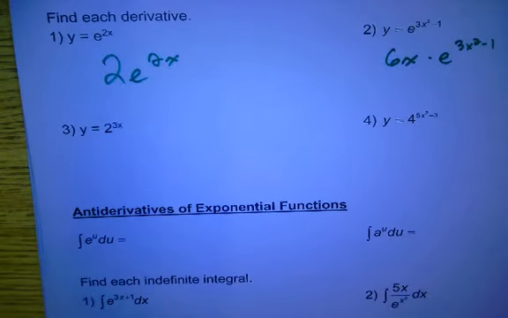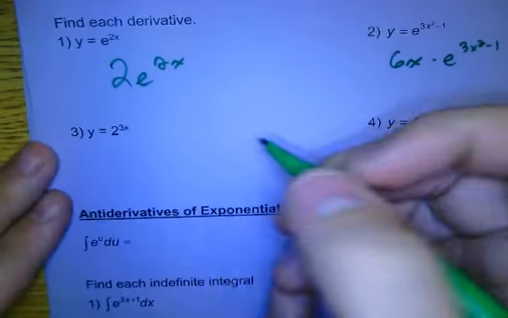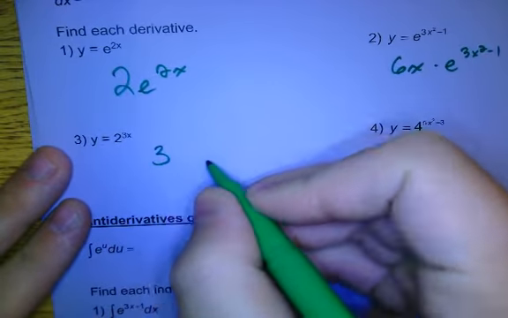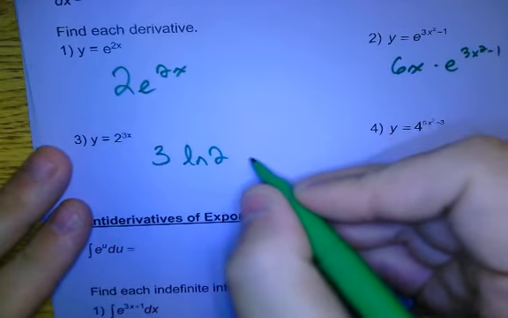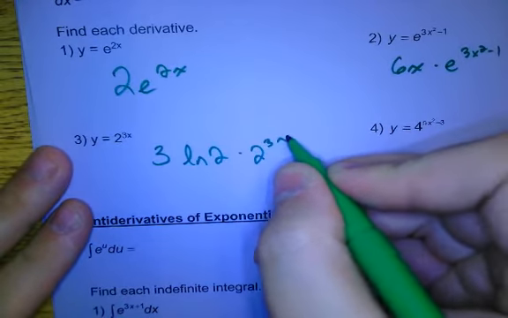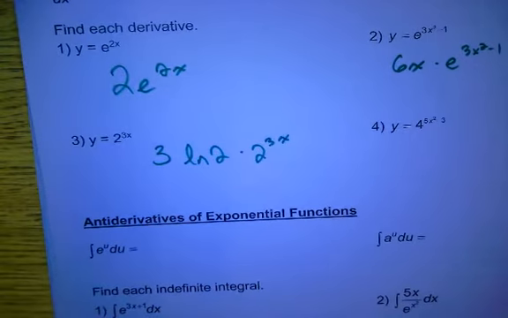Alright, next one. 3 ln 2. Got it. Alright, I'm just going to leave it at that.